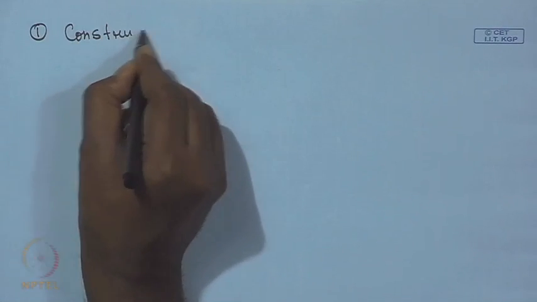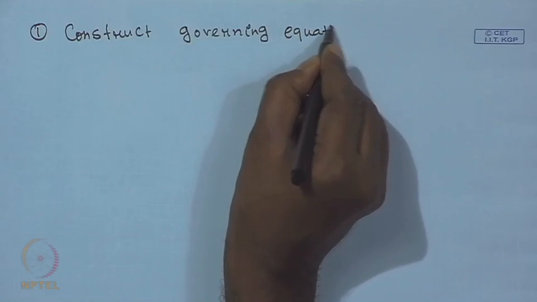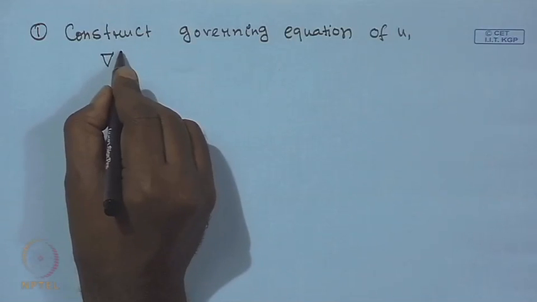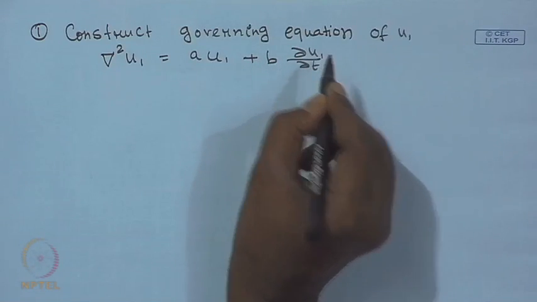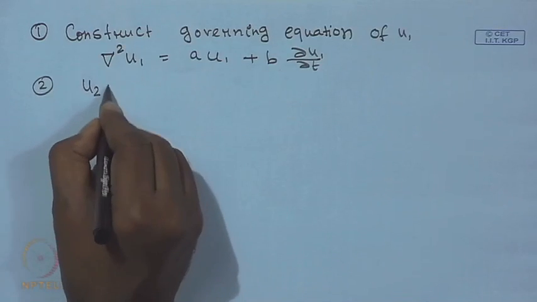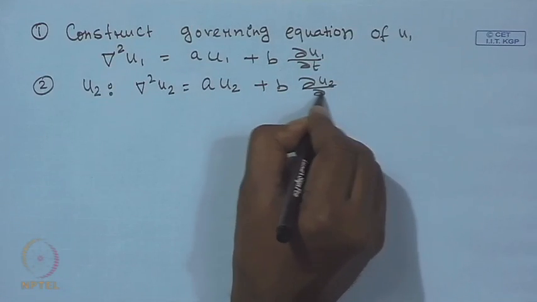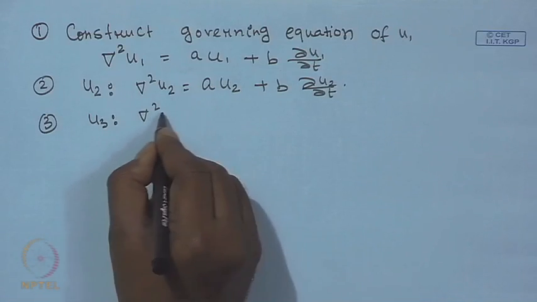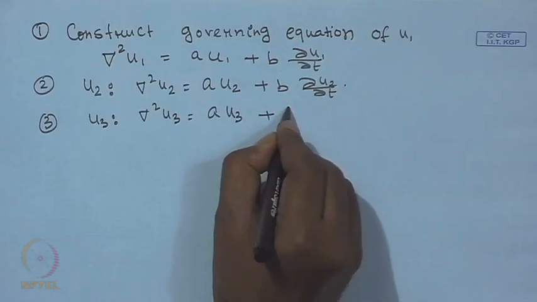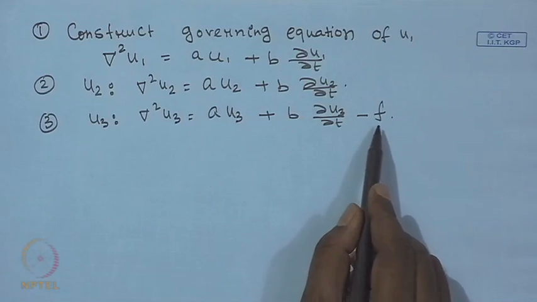So, let us first construct the governing equation of u1. Take out the u1 containing part. So, grad square u1 is equal to a u1 plus b del u1 del t. Similarly, the governing equation of u2 will be grad square u2 is equal to a u2 plus b del u2 del t, and u3 will be grad square u3 is equal to a u3 plus b del u3 del t minus f. So, we associate the non-homogeneous term f with the third sub problem.